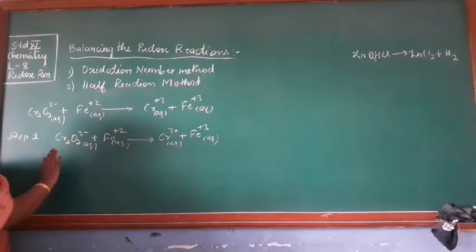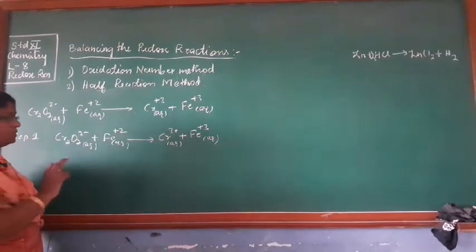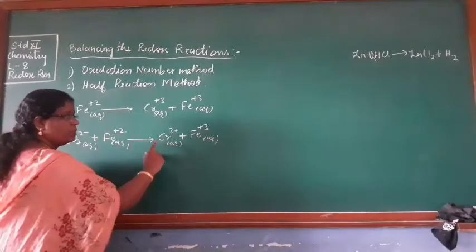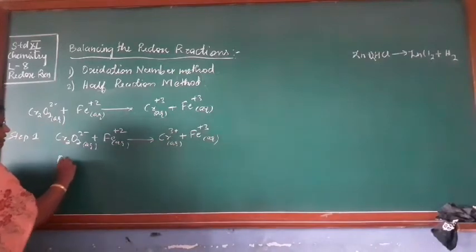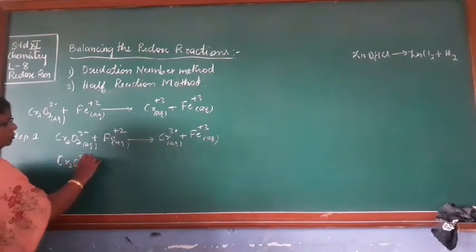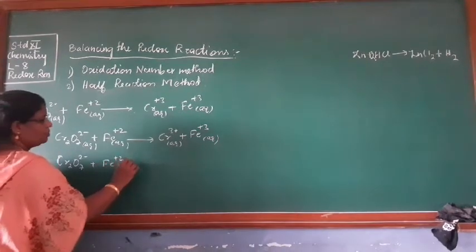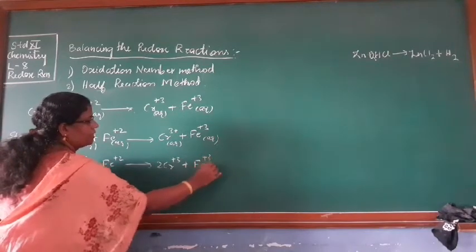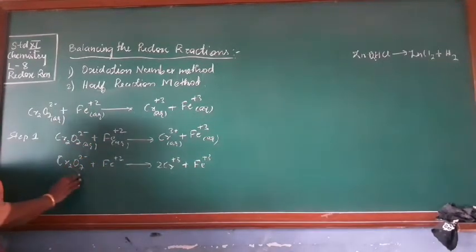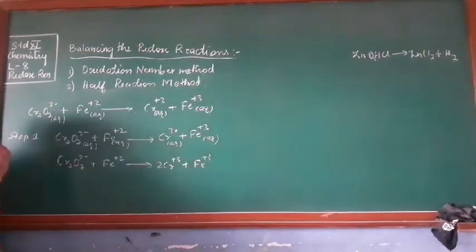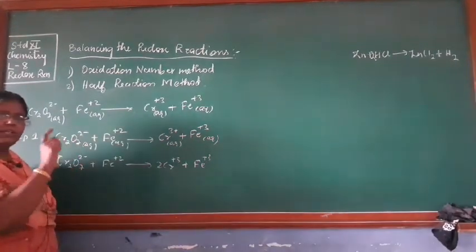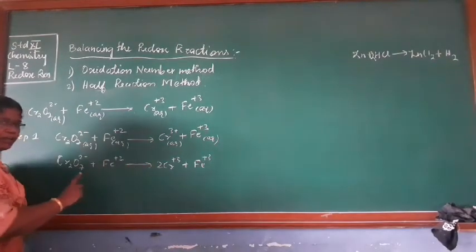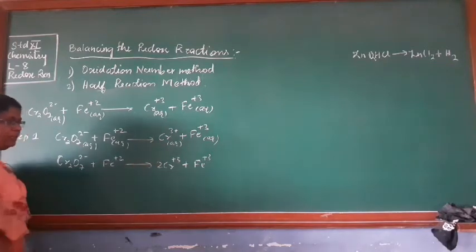Next step, you just observe whether the atoms are balanced or not. Here you can see 2 Cr, while here you can see only 1 Cr. So first you balance that atom and write it as Cr2O7 2- plus Fe 2+ giving you 2 Cr 3+ plus Fe 3+. This is the first step. First step is to write the skeletal equation properly. You have balanced it looking at the number of atoms. Here you have 2 chromium, so we put here 2 chromium.